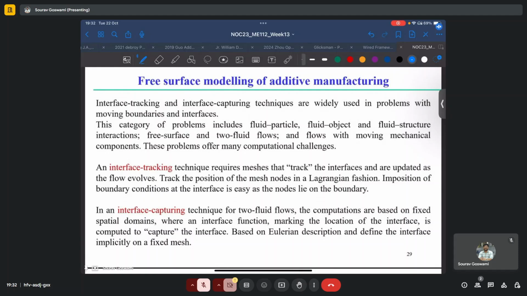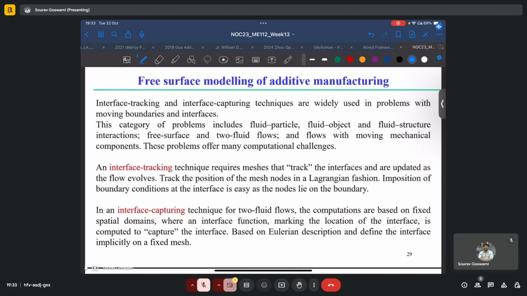Imposition of boundary conditions at the interface is very easy, as the nodes lie on the boundary itself. In the interface capturing technique for two fluid flows, the computations are based on fixed spatial domains, whereas the interface function marking the location of the interface is computed to capture the interface. So our grid is already fixed. The grid is pre-decided by us, and based on the motion of the interface, we are activating the grid, and there can be some activation function which can determine whether the evolving interface is within the grid or not.